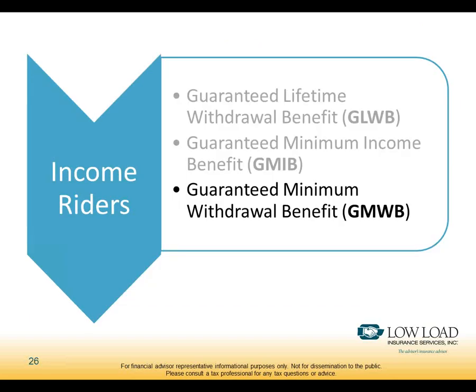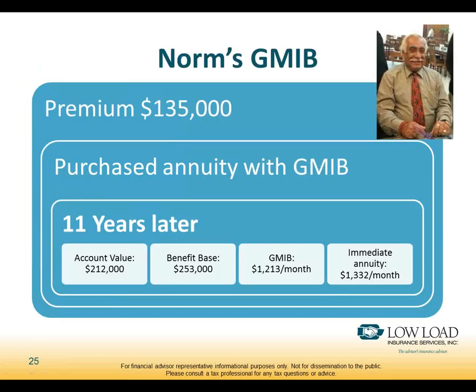Okay, I have a question here, and it says, with the guaranteed lifetime withdrawal benefit, what happens if the person dies shortly after starting the withdrawals? That is a great question. Since it is a withdrawal benefit, whatever the cash value in the annuity is would pass on to the beneficiary. Now, if for some reason the cash value was less than the premiums paid, the death benefit to the beneficiary would be whatever the death benefit is.